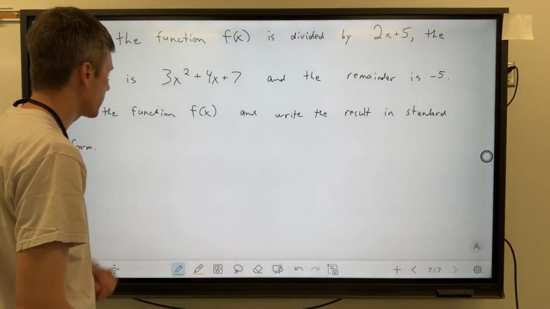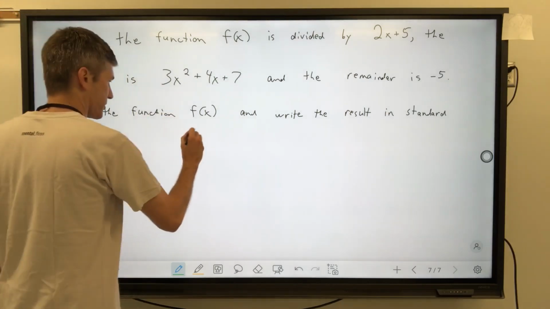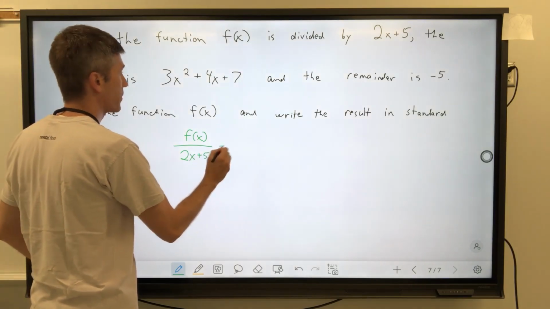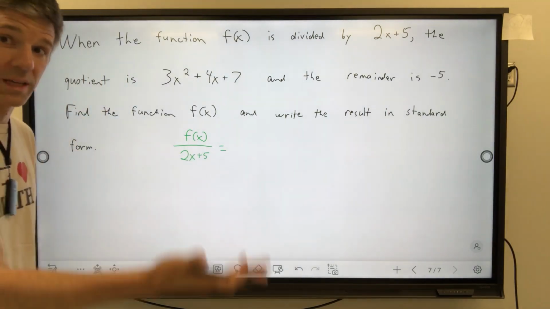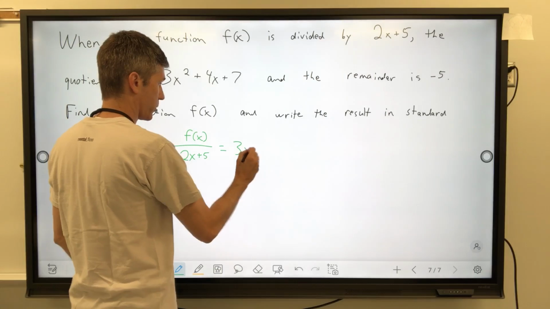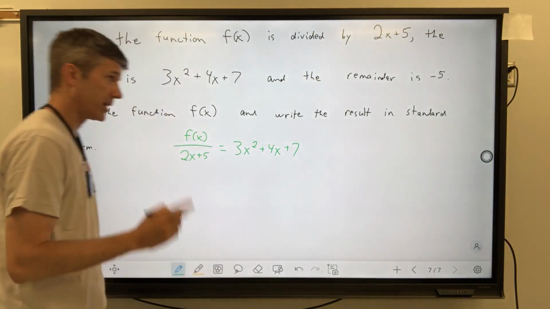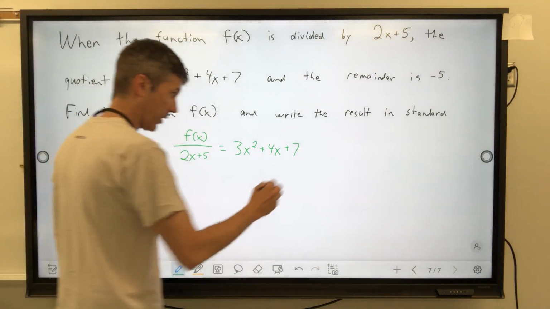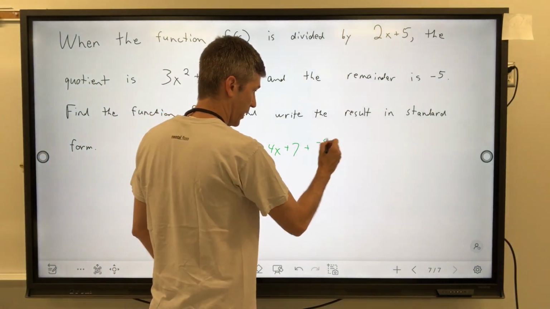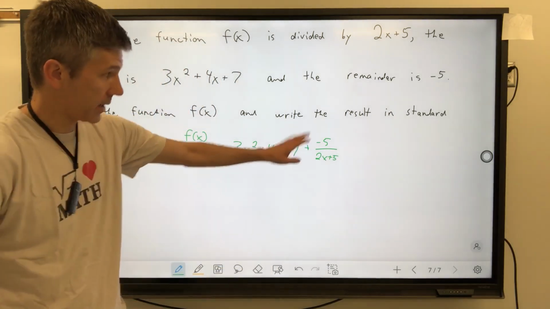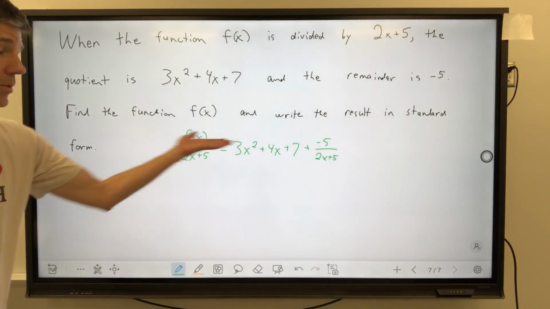So here goes. When the function f of x is divided by 2x plus 5, the quotient, what we get when we divide, is 3x squared plus 4x plus 7, and the remainder is negative 5, which means we can write it as plus negative 5 over what we divided by in the first place. You could also call this minus 5 over that. So that's what we have.